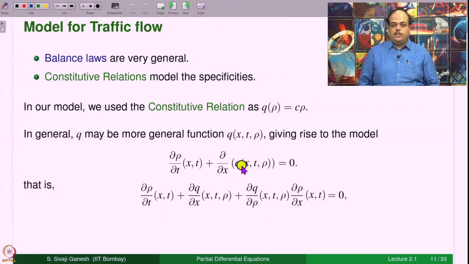You need to differentiate, since x appears here as well as in rho. Therefore, you need to differentiate q with respect to the first variable, differentiate q with respect to the last variable, and differentiate rho with respect to x. This is the chain rule. The chain rule is a very important rule that one must be very comfortable with when you want to do anything with differentiation. So, this is a quasi-linear equation, it is a first order PDE. Quasi-linear because this may depend on rho. That is why it is a quasi-linear equation.